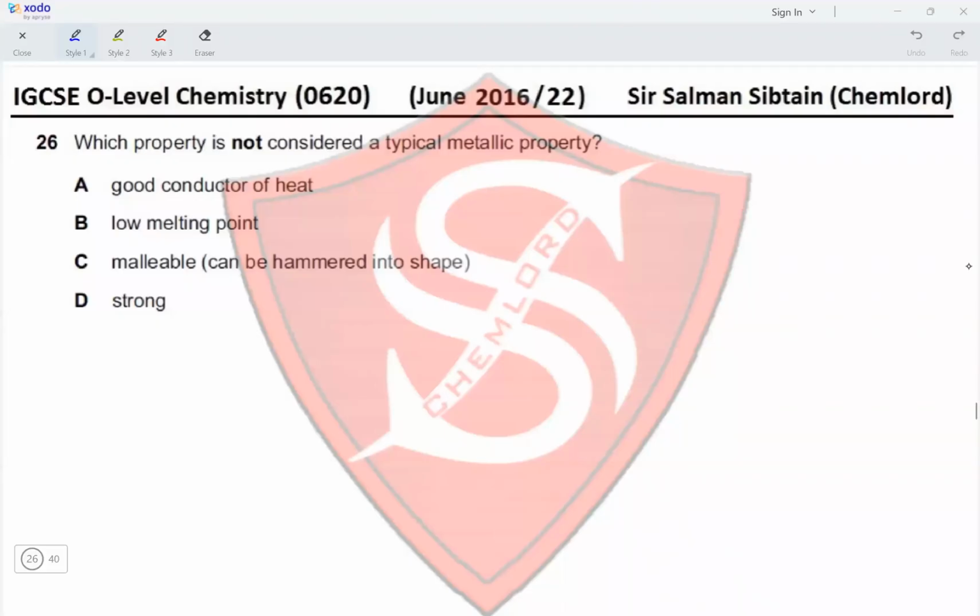Question 26. Which property is not considered a typical metallic property? Good conductor of heat, all metals are good conductors of heat. Low melting point, most metals have a high melting point except group 1 metals. So this is not a typical property of metals. Malleable, can be hammered into shapes. Yes, all metals can be hammered into shapes. And are strong. Yes, all metals are strong. So this makes option B the correct option for this question.